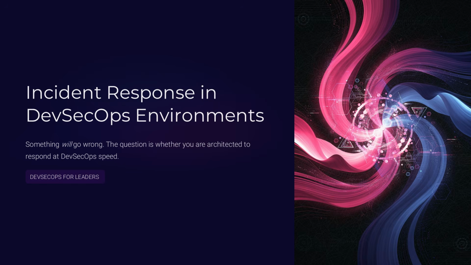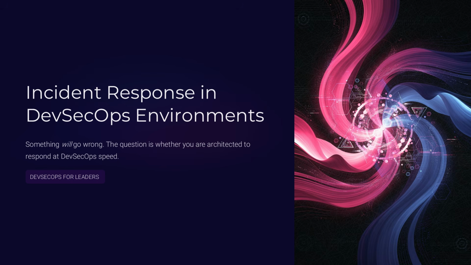You can build secure pipelines. You can automate testing. You can enforce policy. But at some point, something will go wrong. A dependency will be compromised. A secret will leak into a public repository. A pipeline token will be abused. A container image will include malicious code. The question is not whether incidents will happen. The question is whether you are architected to respond at DevSecOps speed.